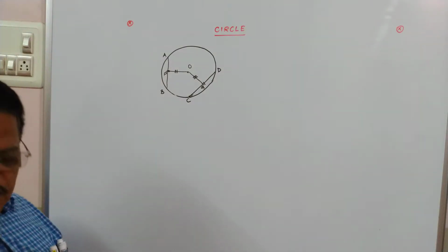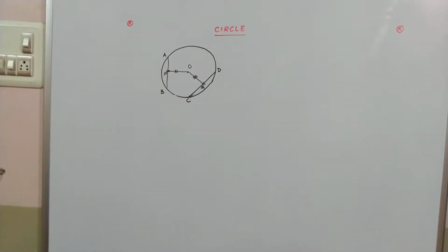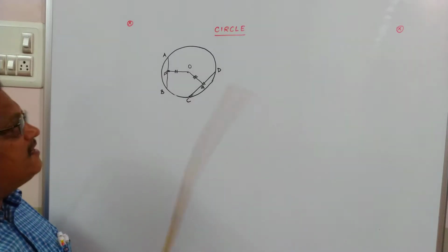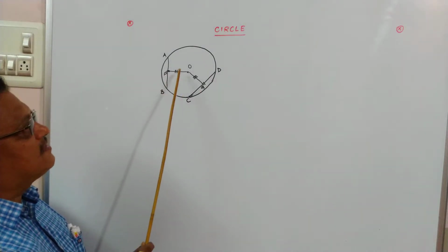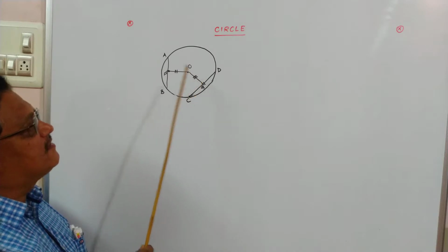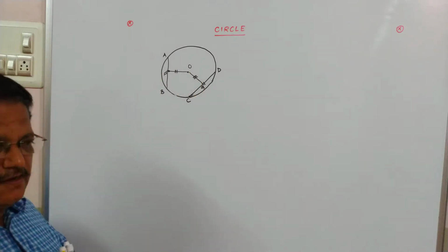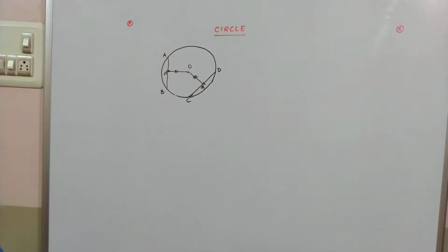If two chords of a circle are congruent, they are equidistant from the center, and its converse is, if two chords are equidistant from the center, then they are congruent. Chords are congruent, equidistant from the center. Chords are equidistant from the center, then they are congruent.